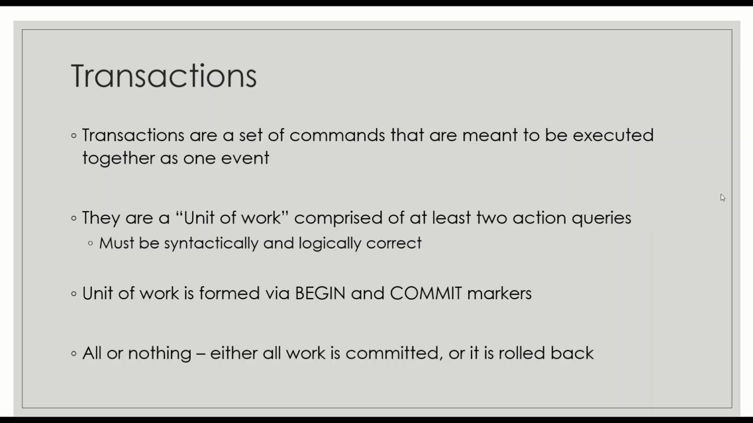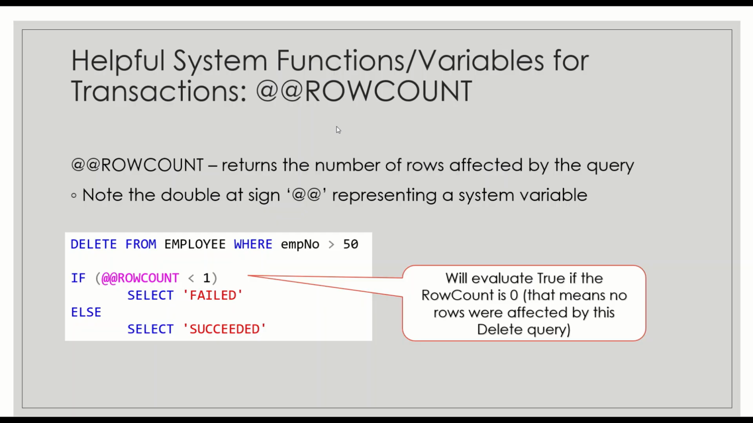When we're forming a unit of work, we use these two keywords, begin and commit. And anything between the begin and commit is conditional based on whether the actions have succeeded or failed. And if any of the actions in the transaction fail, the transaction is rolled back. So let's take a look at some of the useful functions or variables that we can use during a transaction.